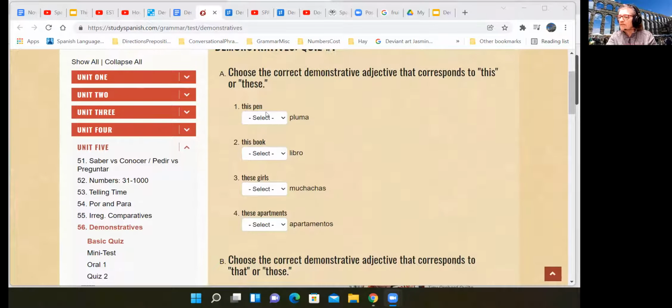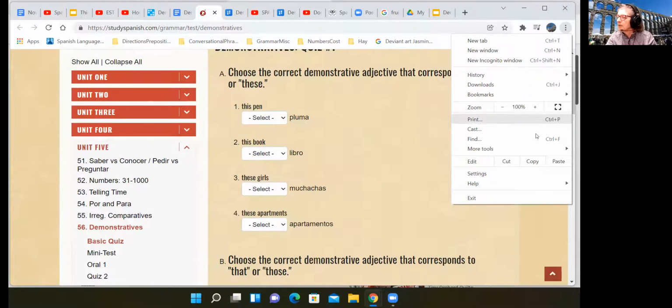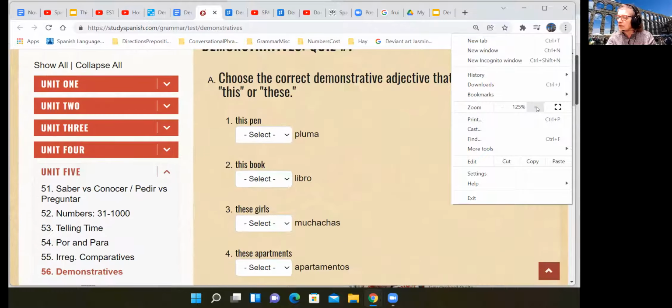Okay, let's see if we can figure it out. We got a drop down menu, so we're going to do easier ones first. Pueden ver, can you see? Un poquito más grande.